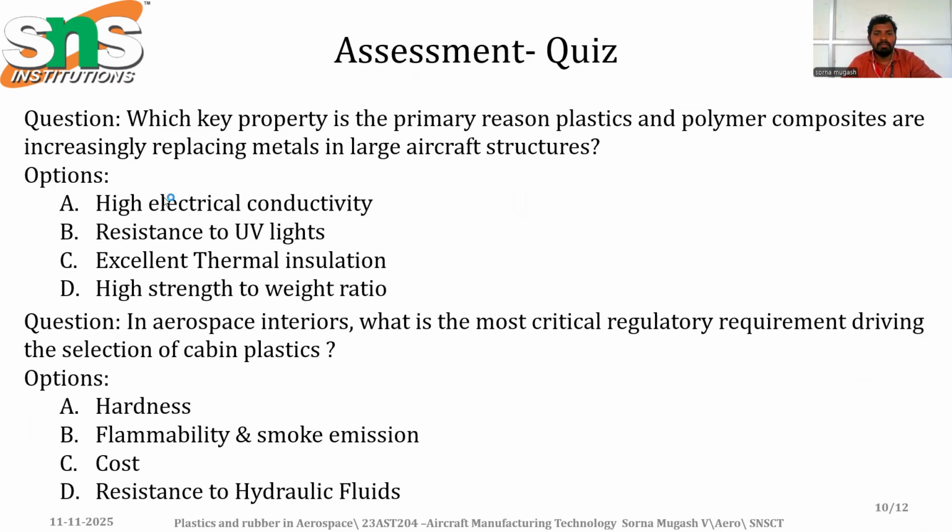So here, for question one, the answer is A, high strength to weight ratio, because plastics and composites are replacing metals mainly because of their high strength to weight ratio. And the second question, the answer is option B, flammability and smoke emission. In cabin interiors, flammability and smoke emission standards are the most important safety features.